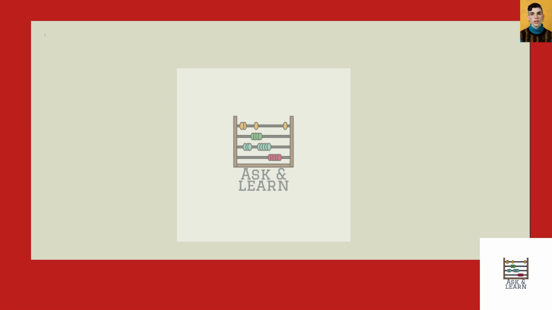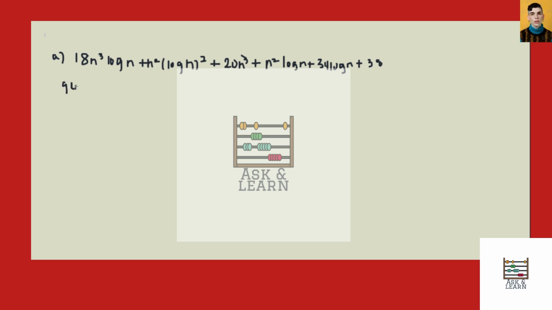Hey, it's Clarissa. So we're going to do a big O notation for each one. For A, we're given f of x, and using the distributive property, we eventually get 18n cubed log n plus n square log n square plus 20n cubed plus n square log of n plus 34 log of n plus 38. So we're going to assume that g of n is equal to n cubed log of n.